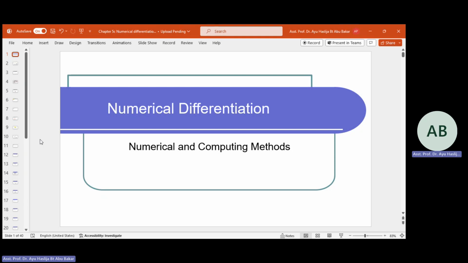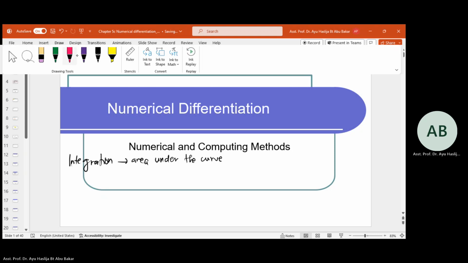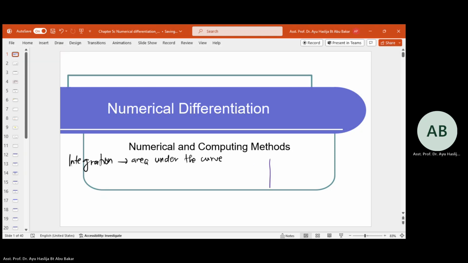Okay, today I will proceed with differentiation. Previously, we had done integration, where integration is to find the area under the curve. Let's say you are given a function from range A to B. You will need to find the area under the curve.